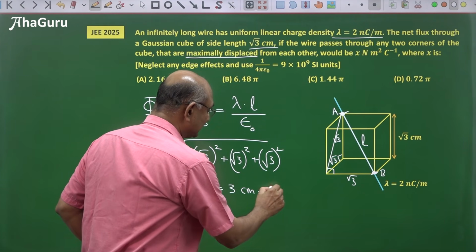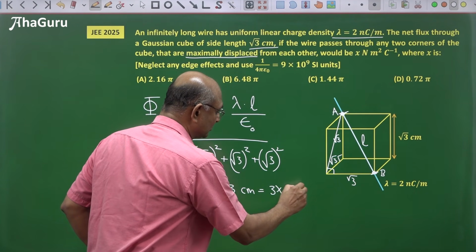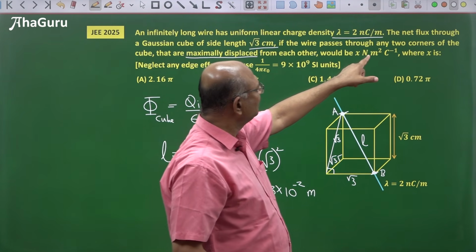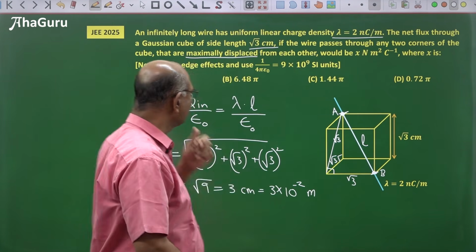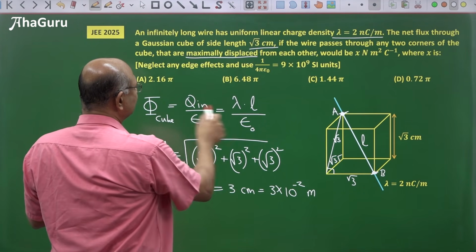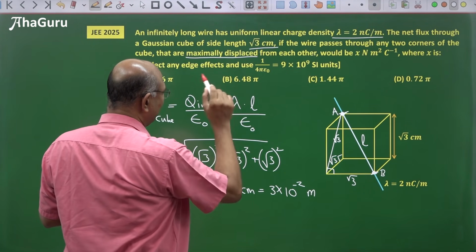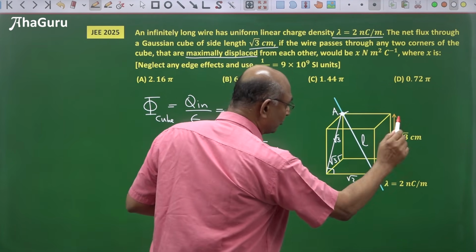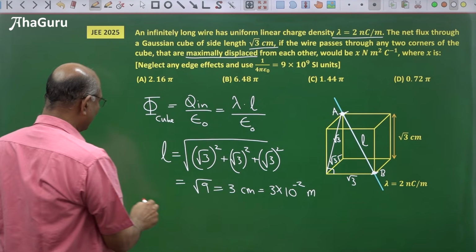So 3 centimeters is 3 into 10 to the power of minus 2 meters. Remember everything in SI units. Why? Because they've given the answer in SI units. So that means this flux is lambda L by epsilon naught. L is this. Lambda is 2 nanocoulombs per meter. So let me just substitute all of that.